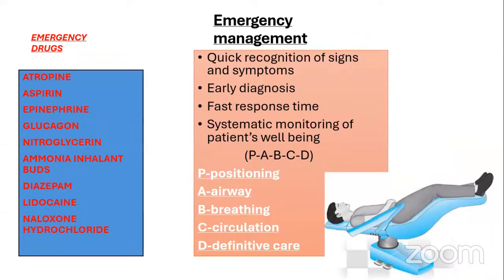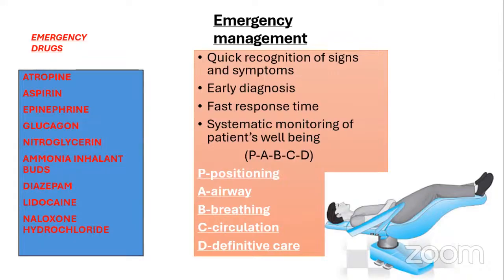How to manage emergencies: a quick recognition of signs and symptoms, early diagnosis, fast response time. The main important thing is PABCD. P for positioning, A for airway, B for breathing, C for circulation, and D for definitive care. Next, the emergency drugs used in emergency management.